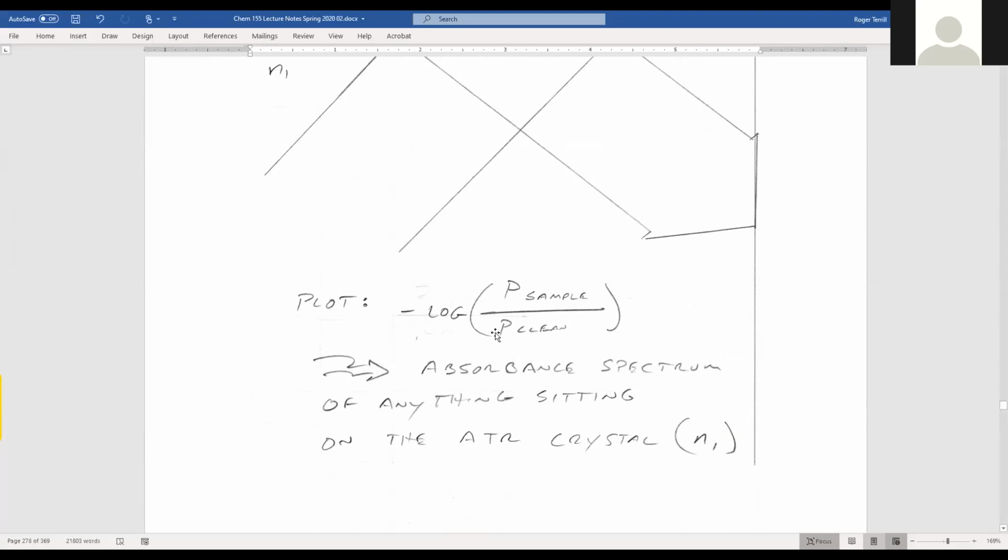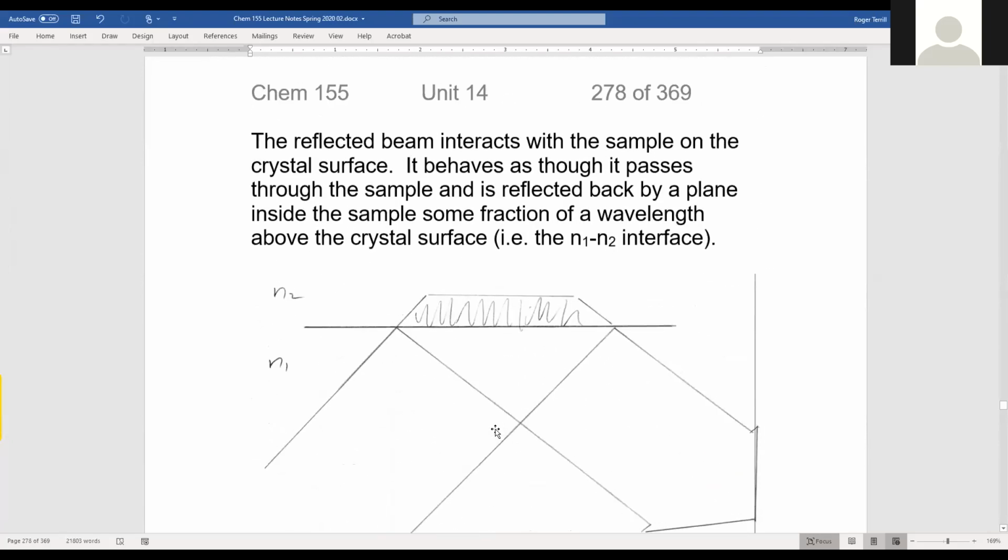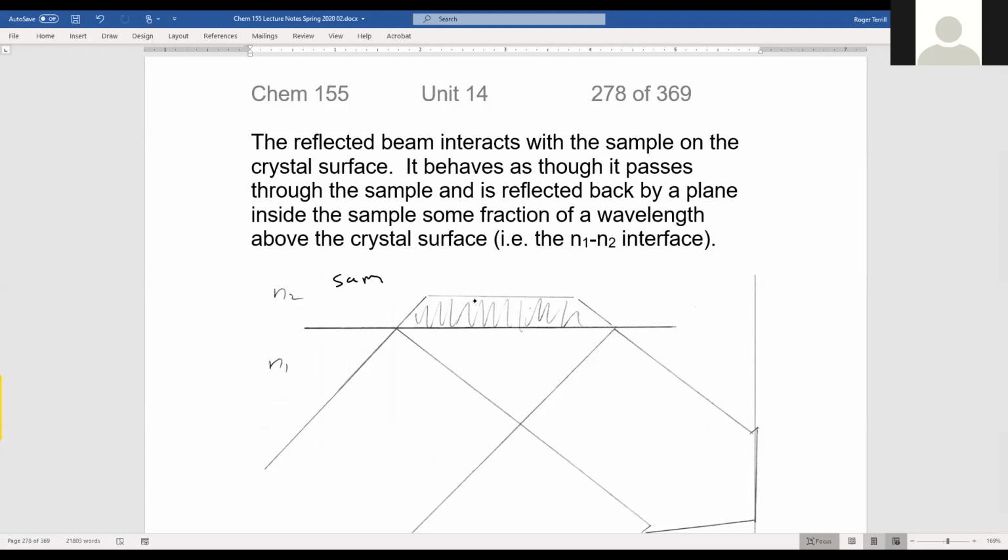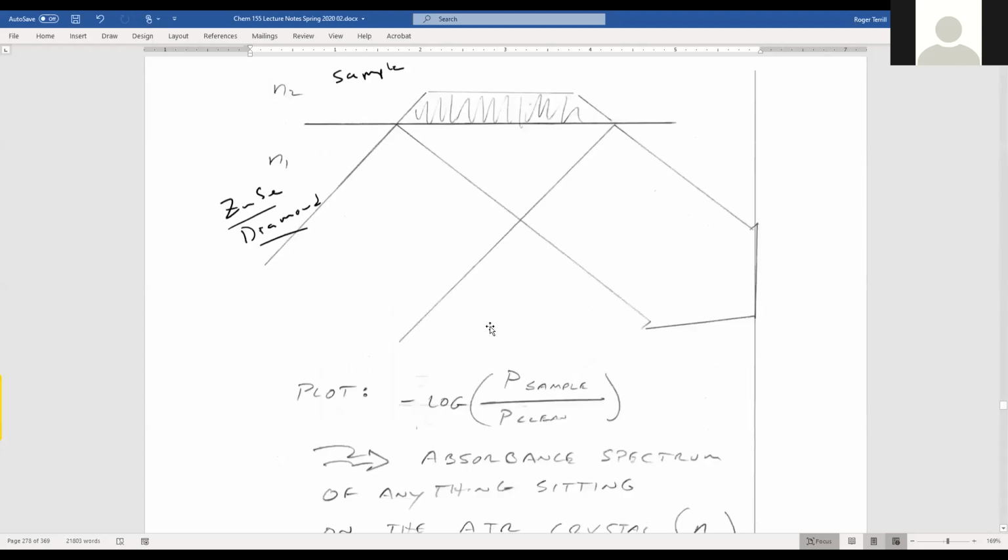And you just take the negative log of the reflectivity, and that can give you an absorbance value for anything sitting on top of the crystal here. And N2, this would be your sample here. And N1 is going to be zinc selenide or diamond. These are the two materials that are most commonly used there.